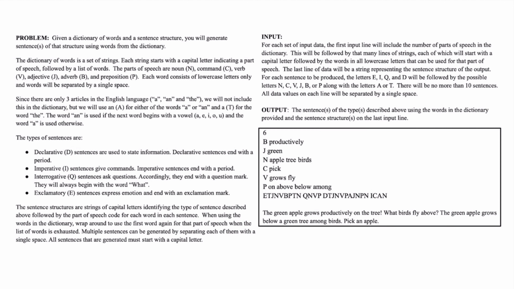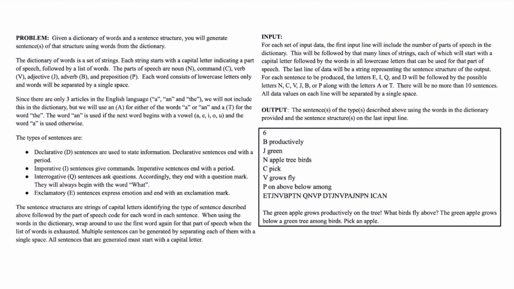Given a dictionary of words and sentence structure, we're going to generate sentences of that structure using words from that dictionary. So basically we'll be provided a dictionary, it'll have some stuff in it, and that stuff is going to be described in the next part of the problem statement. So let's move on. The dictionary of words is a set of strings. Each string starts with a capital letter indicating a part of speech, followed by a list of words. The parts of speech are noun, command, verb, adjective, adverb, and preposition. So these are the different types of parts of speech we're going to use.